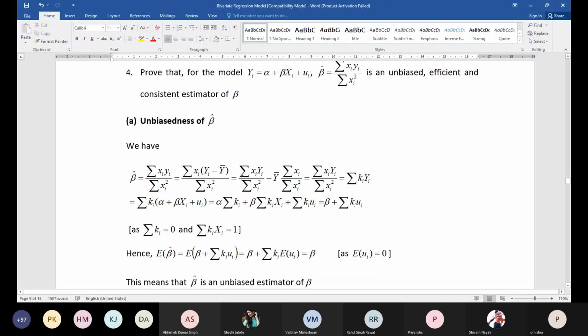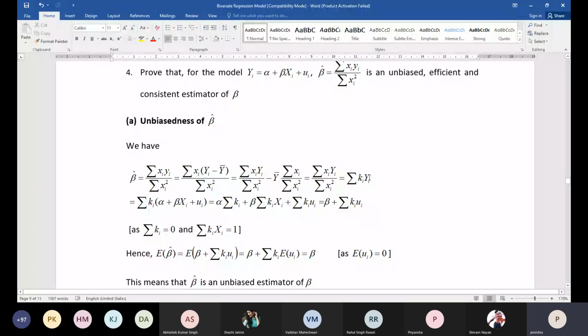As we discussed, beta hat is equal to summation of small xi yi divided by summation of small xi square. So what basically we need to do? We need to replace this small yi with capital Yi minus Y bar. Then through mathematical simplification, we get summation of small xi into capital Yi divided by summation of small xi square, minus Y bar into this, and you know that summation of small xi is equal to 0. So this part would be cancelled out. So we will be having this, and we are denoting small xi by summation of small xi square as ki. So essentially we are getting this.